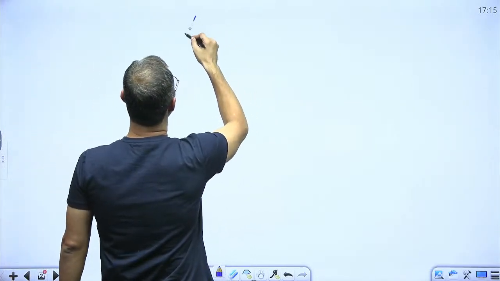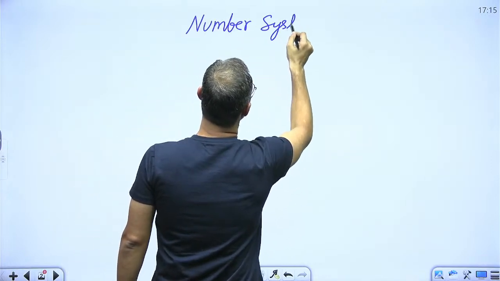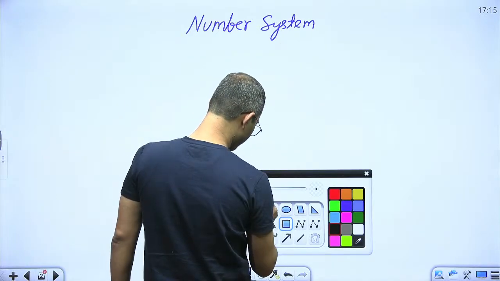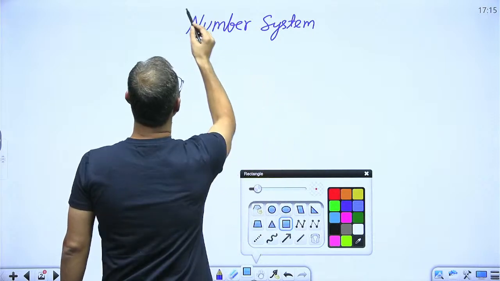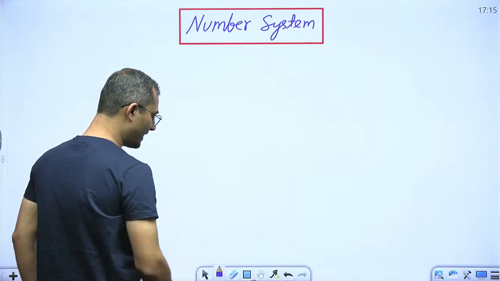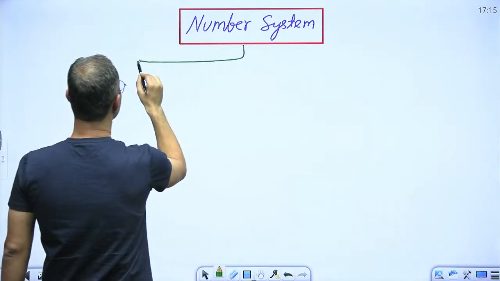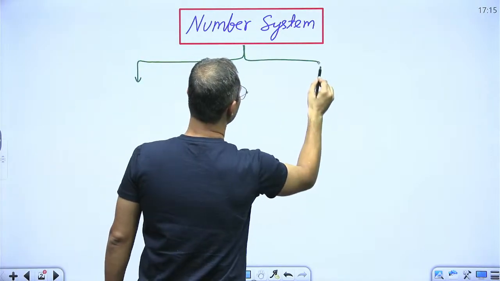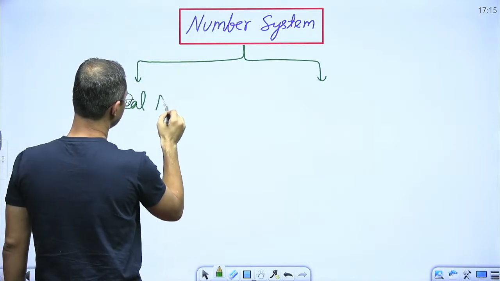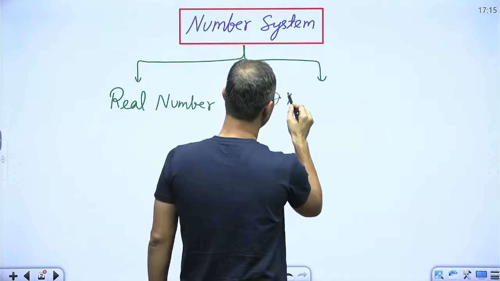So let's put the heading: number system. In a broader sense, we divide the number system into two parts. One is real number and another is imaginary number.